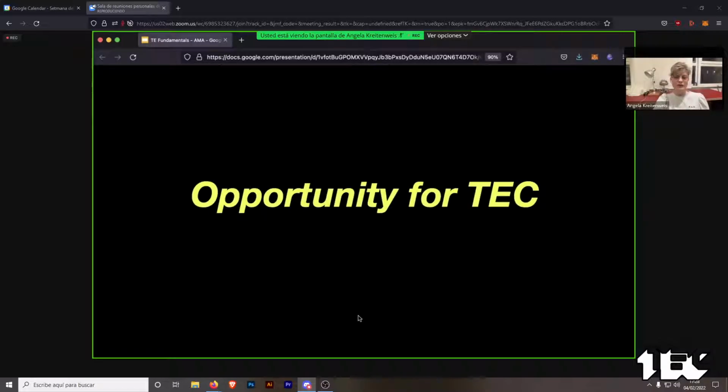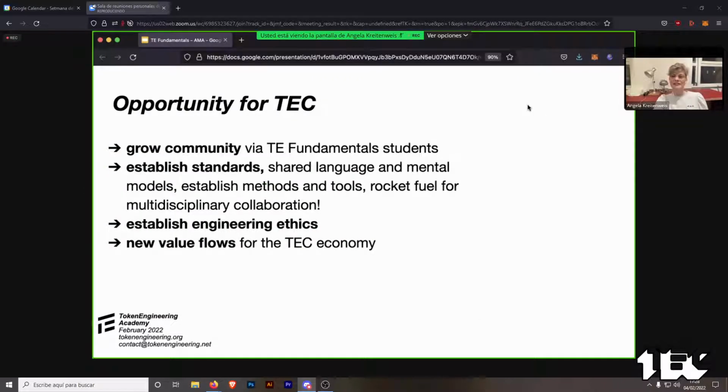All right, so this is about the NFTs. And last but not least, the opportunities for TE Commons. Of course, we'd like to see the community of Token Engineering Commons grow with TE Fundamentals students. We'd like to establish standards, a shared language and mental models in token engineering, establish methods and tools, because we know that this will be rocket fuel for multidisciplinary collaboration in this space.